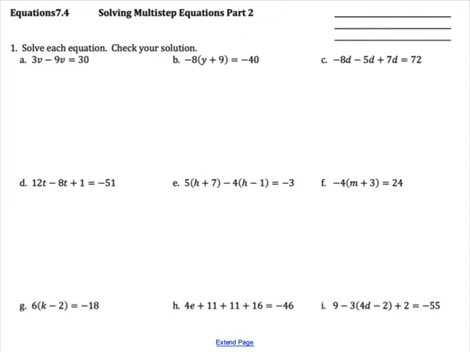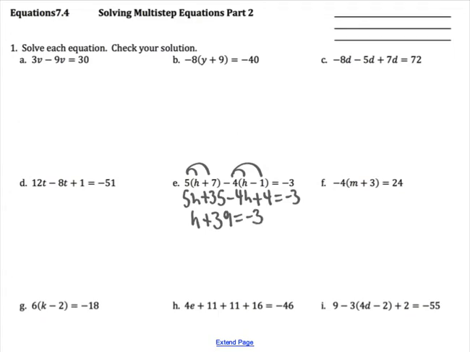Let's do E. First step is to simplify both sides. 5 times h is 5h. 5 times 7 is plus 35. Negative 4 times h is negative 4h. Negative 4 times negative 1 is positive 4, and that all equals negative 3. Okay, there are some like terms here. 5h minus 4h is 1h. 35 plus 4 is 39. So h plus 39 equals negative 3.